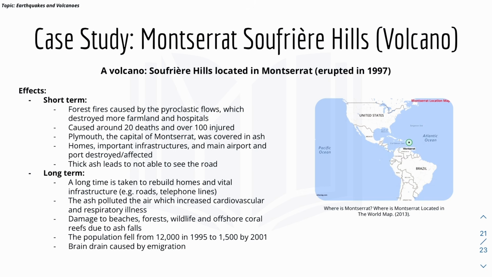And here are some long-term effects. So a long time is taken to rebuild homes and vital infrastructure, for example roads and telephone links. And the ash polluted the air, which increased cardiovascular and respiratory illness, which has to do with the heart and breathing. And there was damage to wildlife. And the population, because of the volcanic eruption, fell quite a lot, as you can see here. And this decrease in population is due to emigration, which causes the effect of brain drain.